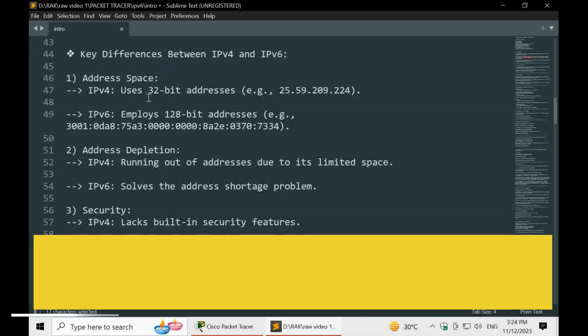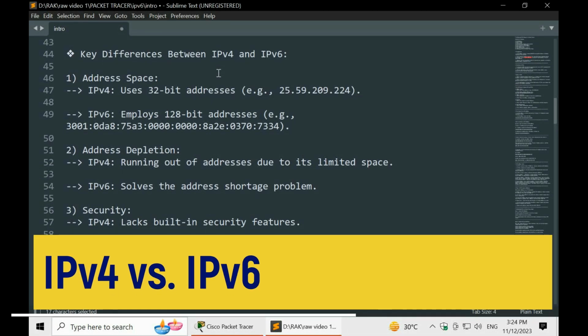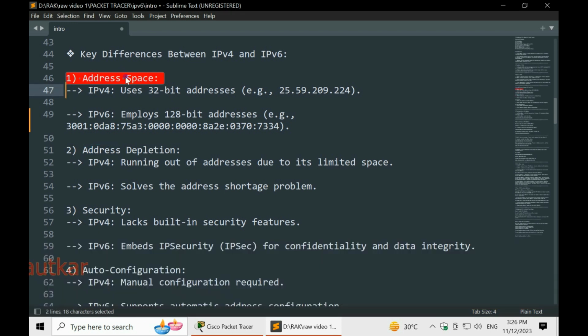Now next to this, let's try to understand a few important differences between these two versions, IPv4 and IPv6. The first point for making a comparison between IPv4 and IPv6 is the address space. As we know, IPv4 uses a 32-bit address. If we compute 2 raised to 32, it gives us approximately 4 billion addresses. That is its address space. So this address space is getting exhausted.